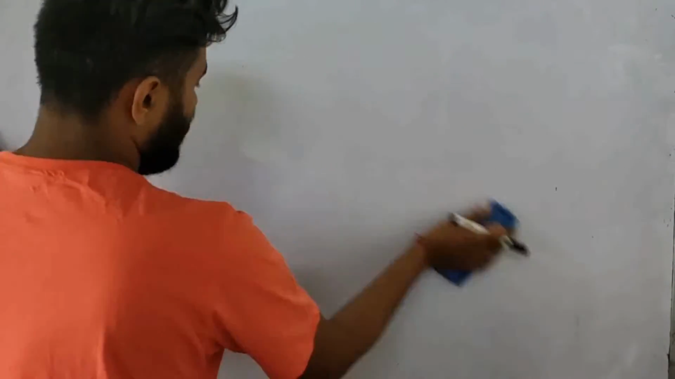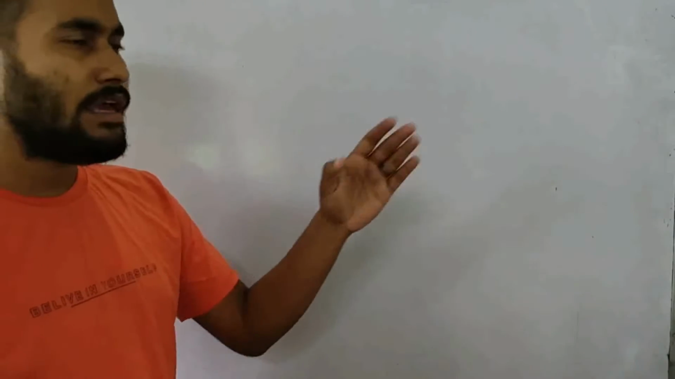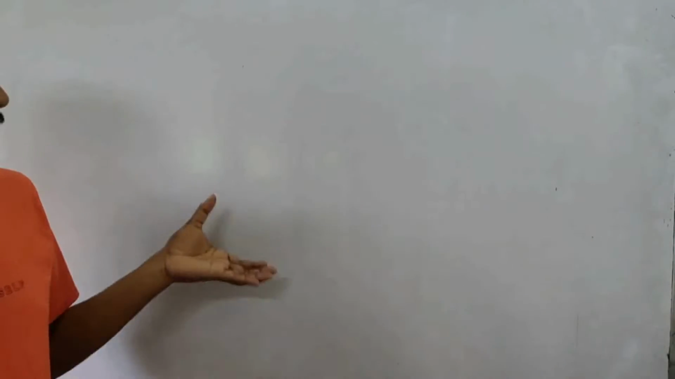If you want, you can write this property proof in your notebook. Sometimes an extra question may come asking you to prove the exterior angle property. So then you have to do it this way. This proof you can write if you want. You draw a triangle, name the angles, then just do as I have done.